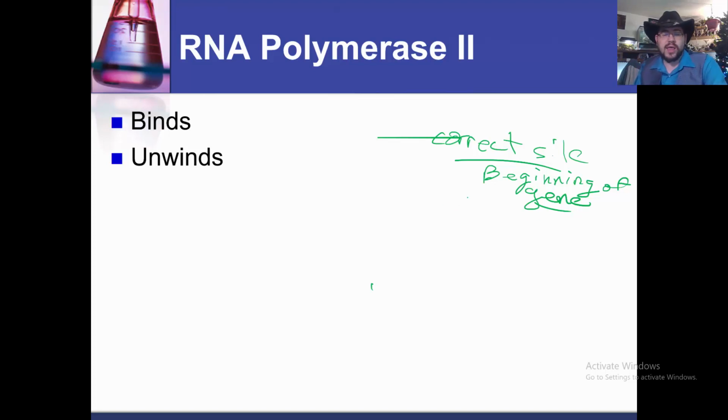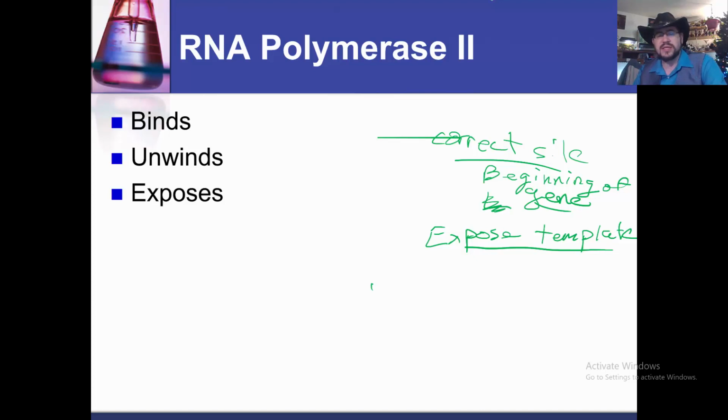Then it has to unwind the DNA to expose the template that it's going to use to build the mRNA off of. In DNA replication, both the 5' to 3' and the 3' to 5' strands were templates for building DNA. However, in RNA transcription, only one is going to be the template. So we unwind the DNA, we expose the template, and as we do this, we just build the mRNA transcript off of the exposed template. So we're just going to start building, right? So here's your DNA.